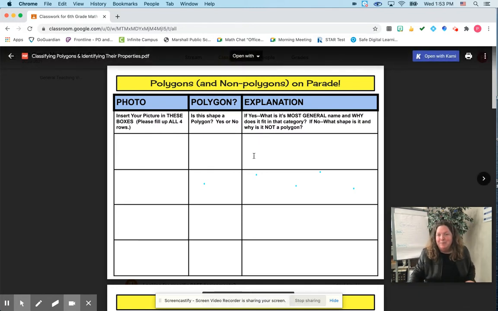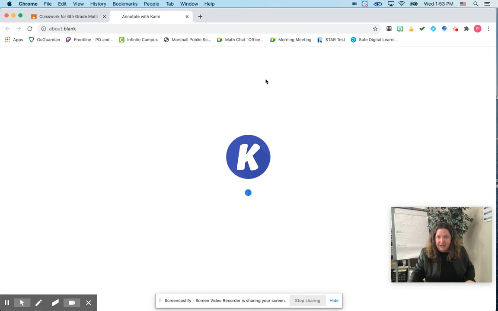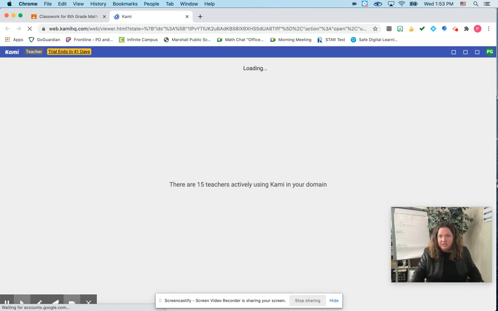Now remember, this is a PDF file. You need to open with Cami. So you're going to click on Open and Annotate with Cami. Remember, you might have that little button up here on the top like I do. If you do, that's fine. But if you don't, click Open With. Now it has to think a minute, as you know. So pause the video for a minute while it's thinking. You can be doing this so that you're right back with me when I'm back.